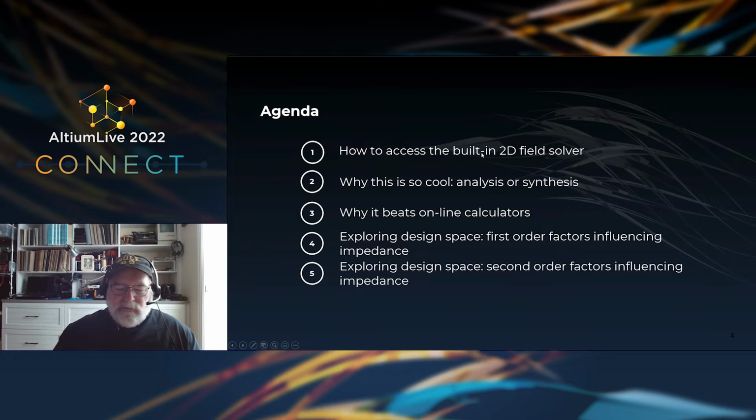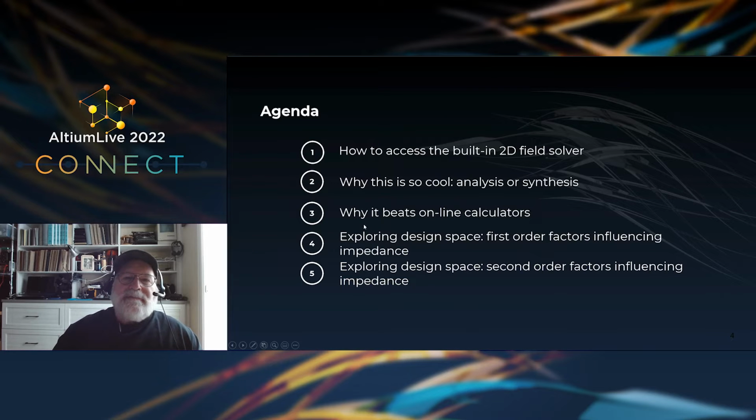So I'm going to show you really quickly how to access the built-in 2D field solver and how easy it is to use and why I think it's so cool. We can do both analysis, that is, we'll take a structure we've already built and analyze what the characteristic impedance is, or we can synthesize. If we know most of the stack up and we're not sure about the line width, we can calculate what line width we need for 50 ohms or whatever target impedance we want.